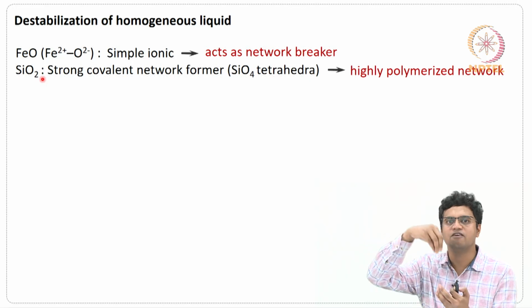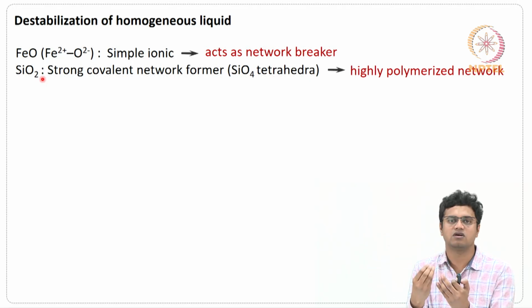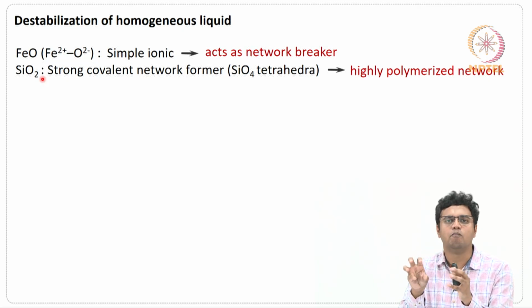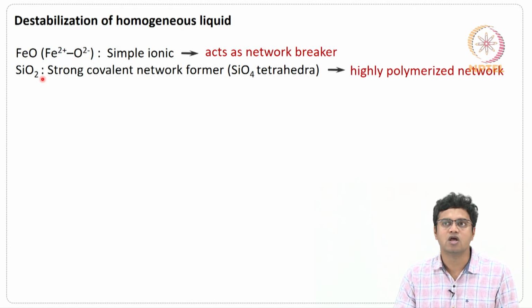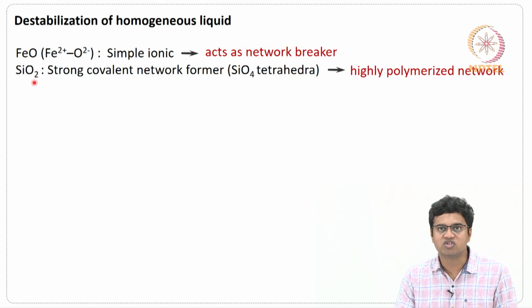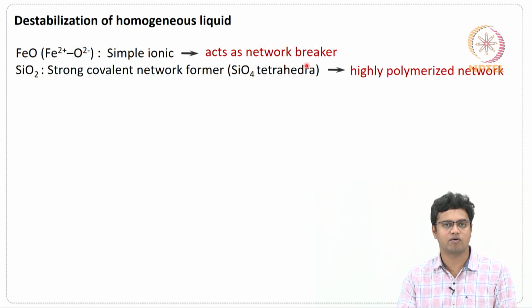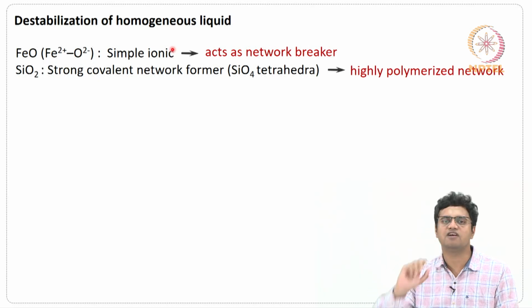The moment you add FeO to it, it's an ionic molecule kind of stuff, so it breaks that network. Understand? So the original structure, a continuous polymeric network of SiO4 tetrahedra, is now broken because of the presence of FeO. So structurally they are different.